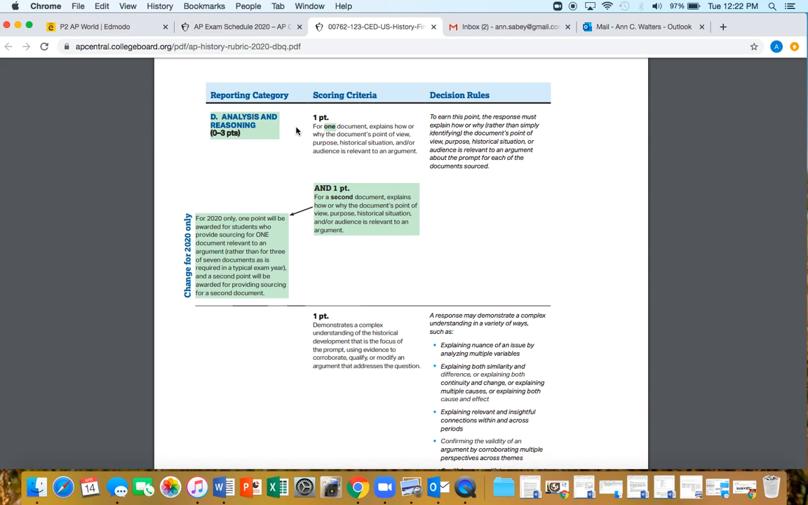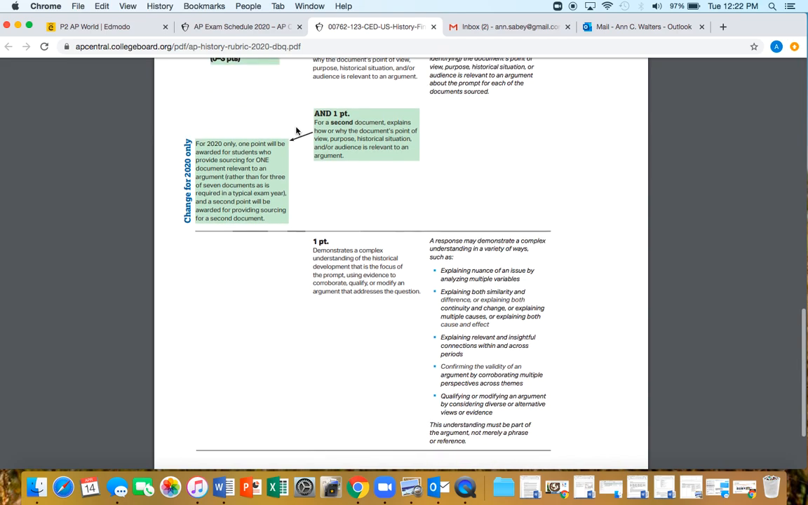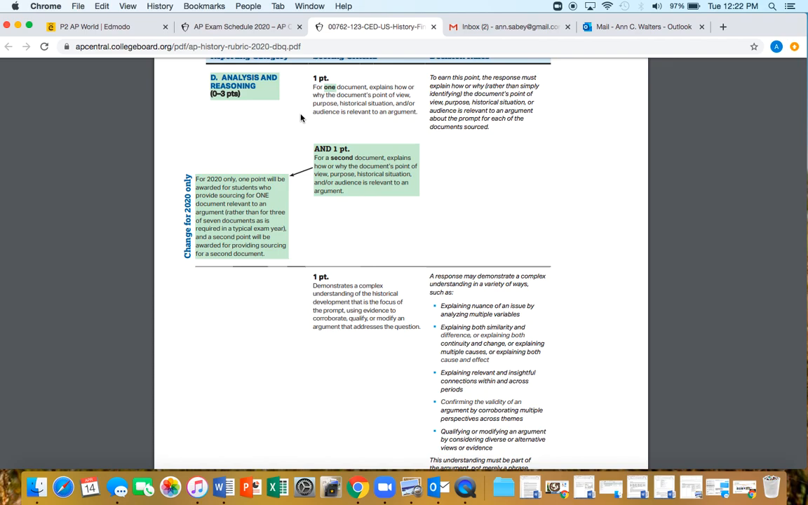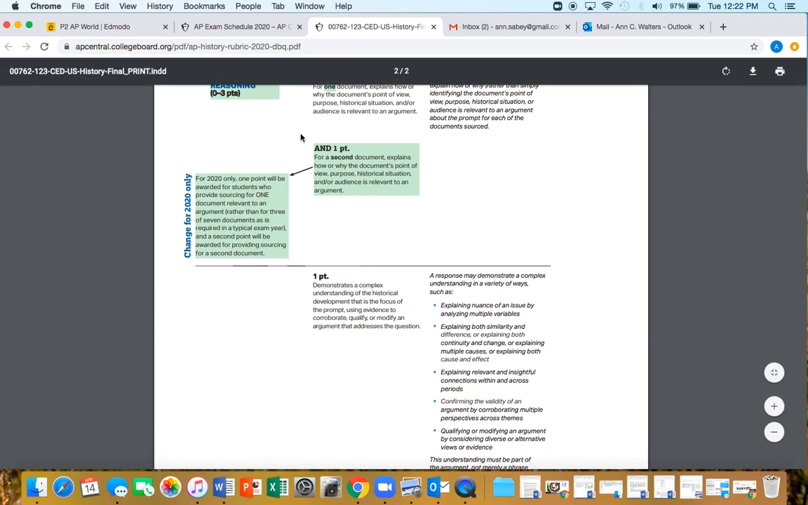So to get 1 point on the exam, you only need to do that for one of the documents. However, you can get a second point here if you do that for a second document. So you only have to do the sourcing now for 2 documents. If you want to give yourself insurance, you can do it for a third document, but you might not have time. So my suggestion is do it for 2 documents. If you don't do well on one of them, at least you still get 1 point for that section.